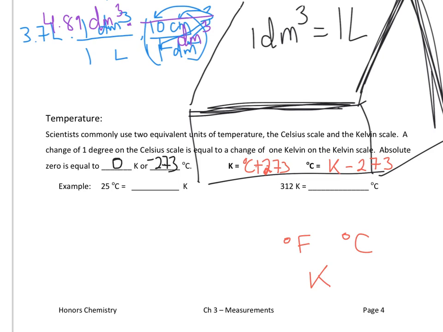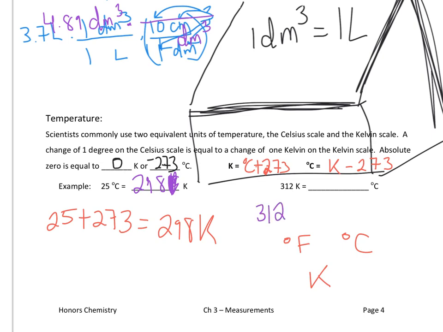So let's try one. 25 Celsius going to Kelvin. I know that's going to be a bigger temperature, so 25 plus 273, that's 298. Just 298. Now 312 Kelvin, we want to go to Celsius. So you're going to say 312 minus 273. So that's 39 degrees. So the answer is 39.